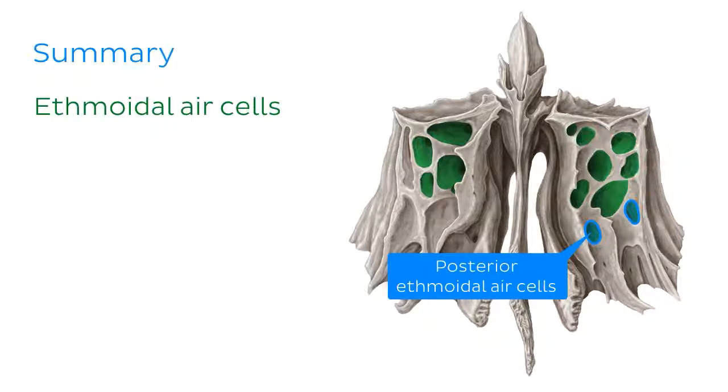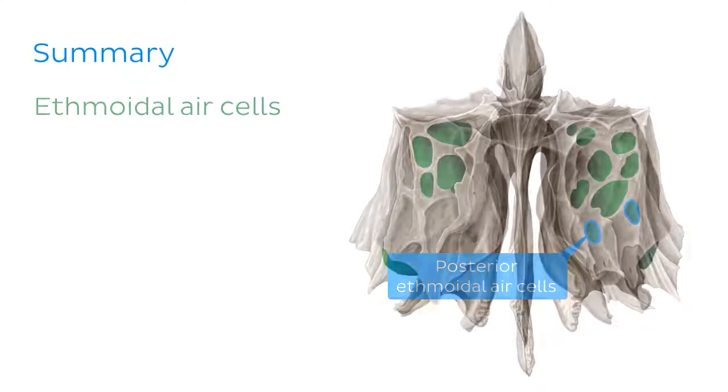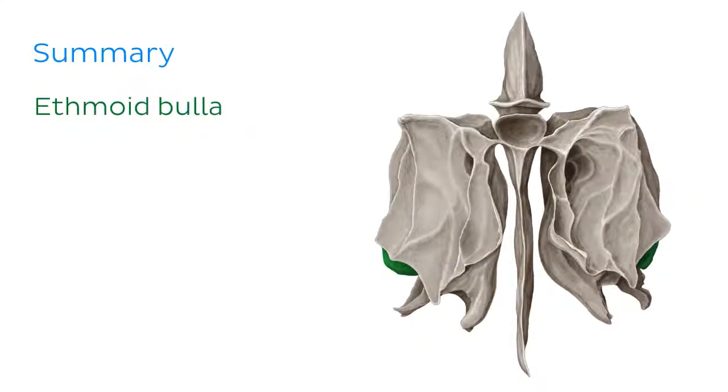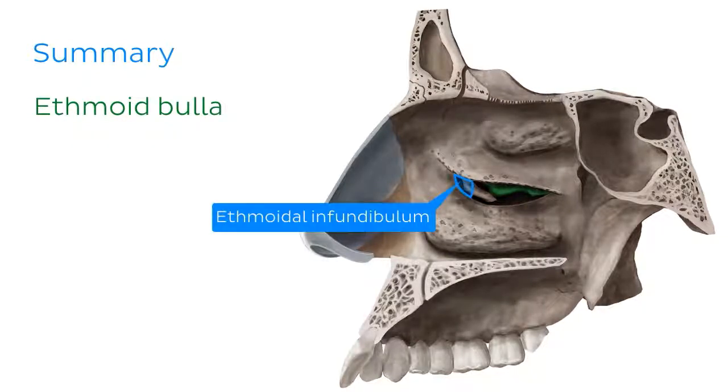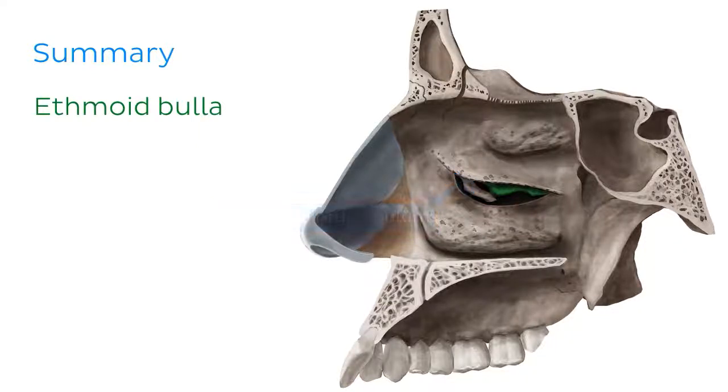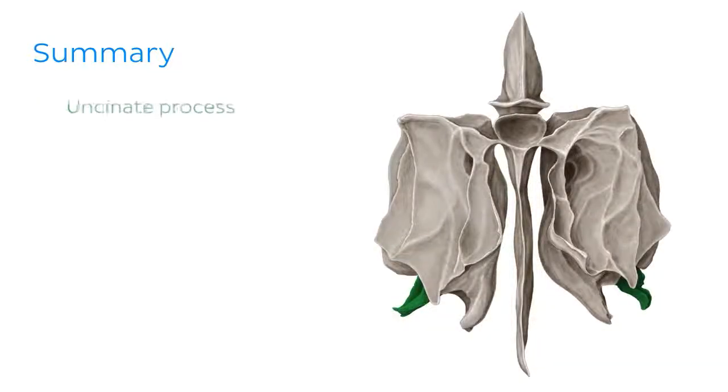The ethmoidal air cells receive innervation from branches of the ophthalmic and maxillary nerves. We also saw that the ethmoidal bulla is formed by a swelling of middle ethmoidal air cells into the lateral wall of the nasal cavity. The groove extending anteriorly from the ethmoid bulla is called the ethmoidal infundibulum. The infundibulum forms the frontonasal duct channel through the ethmoidal air cells that opens into the frontal sinus. Lastly, we saw that the uncinate process is a small projection of bone that forms a small part of the wall of the maxillary sinus and articulates with the inferior nasal concha.